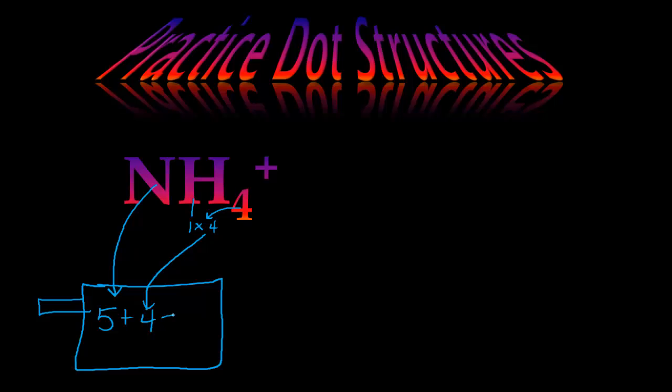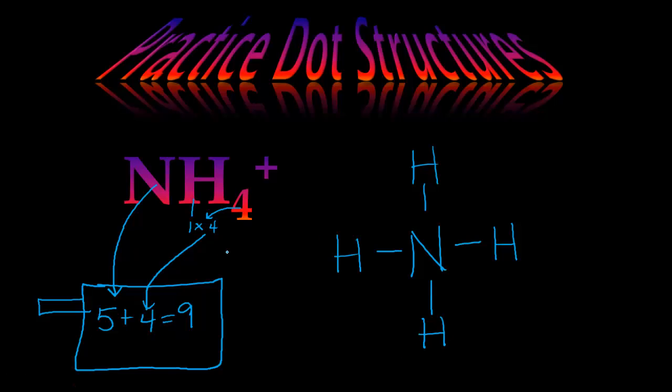And this equals 9 electrons. So if we start building this, we have N, and then we have 4 H's. So 1, 2, 3, 4. So we have subtracted out 8 electrons. Remember, 2 for each dash. So that leaves us with 1 electron in the pot.